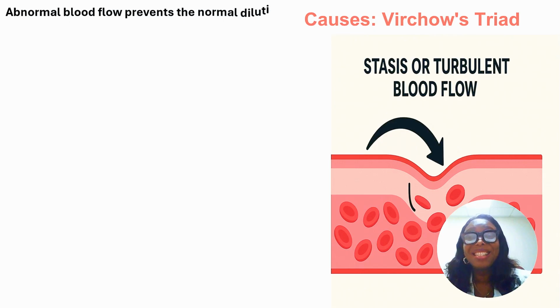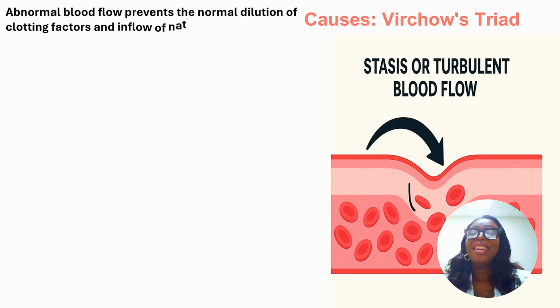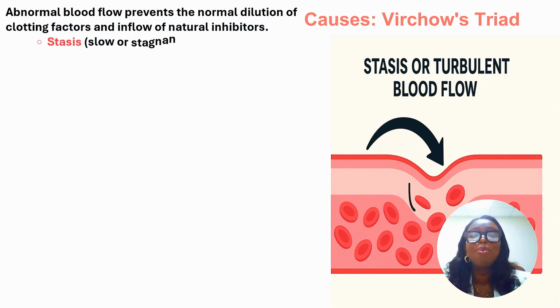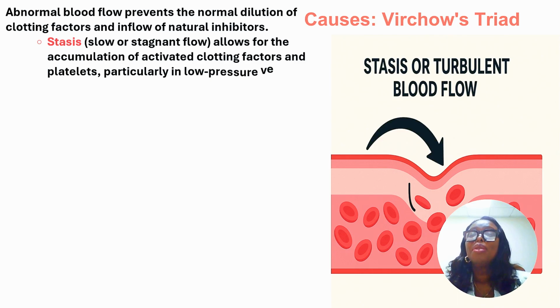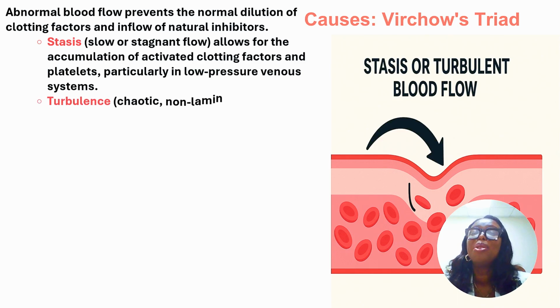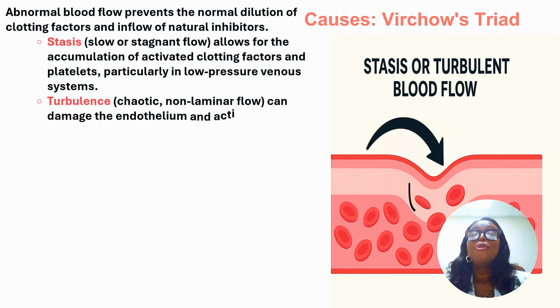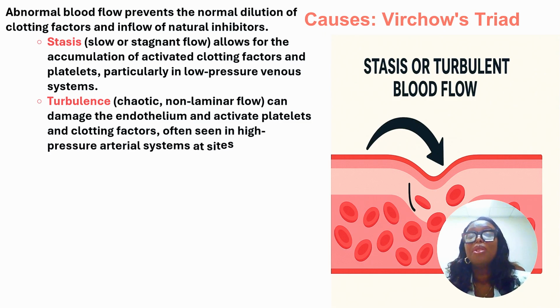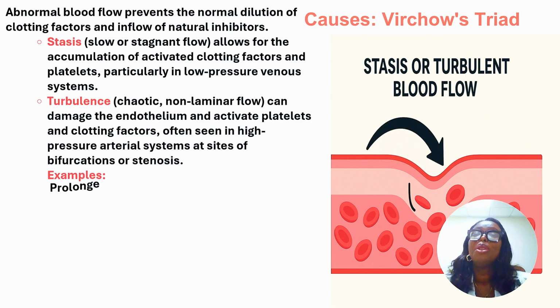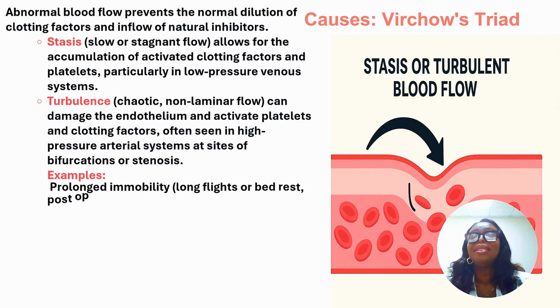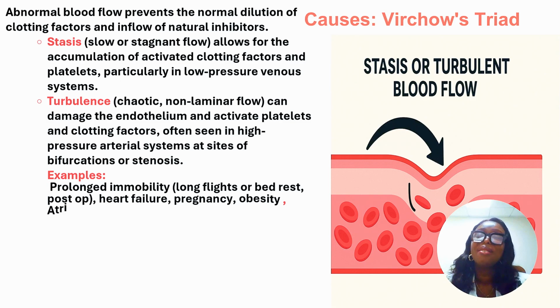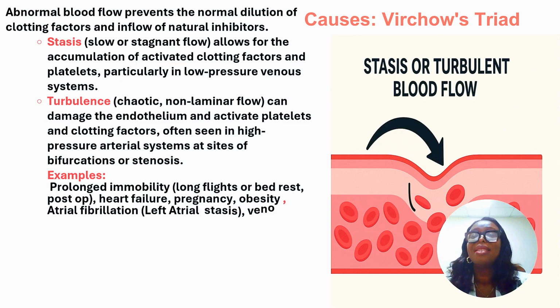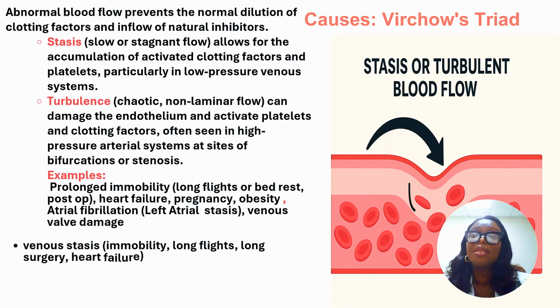Let us now look at the second cause of thrombosis, and we have stasis or turbulent blood flow. Abnormal blood flow prevents the normal dilution of clotting factors and inflow of natural anticoagulants. Now, what is stasis? Stasis can just be described as a slow or stagnant flow.